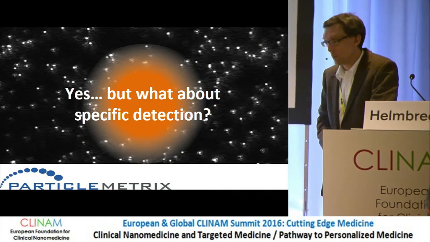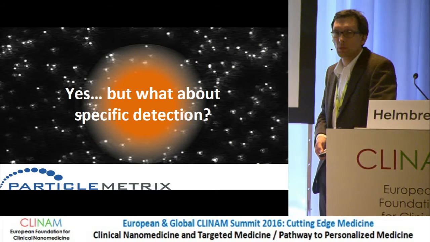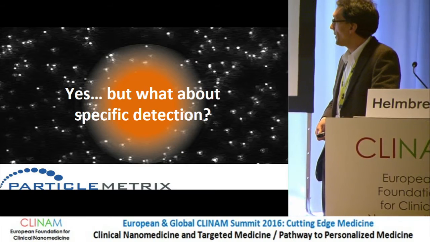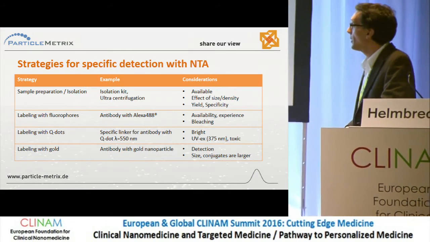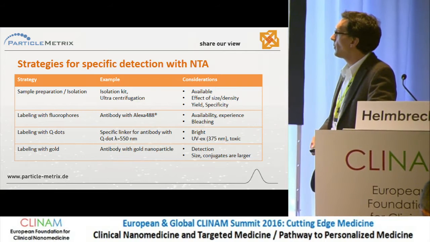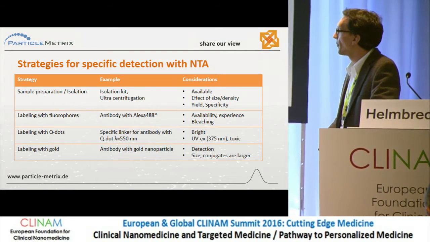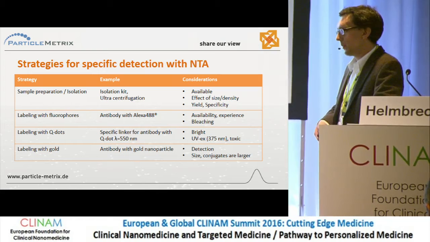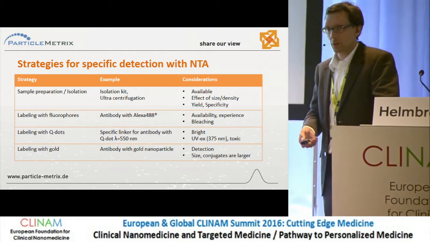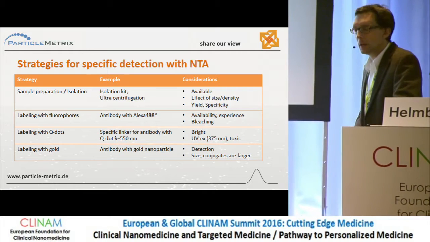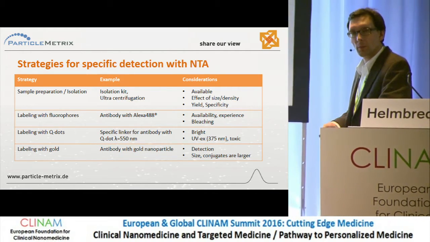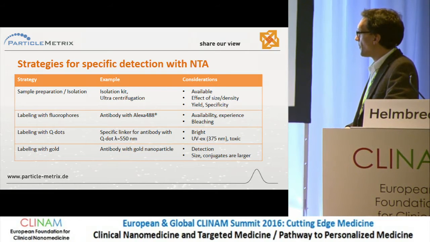And the question you might ask: yes, you see the particles, but what about the difference in biochemical behavior? So there are different strategies you can use. You can either rely on the isolation kits or ultracentrifugation, but you also can do labeling with fluorophores, with quantum dots, which gives you much more bright light, or labeling with gold, so you detect the gold which is bound to the antibody. And every one of those has pros and cons, and I'm going to go with you through some examples of what you can do.